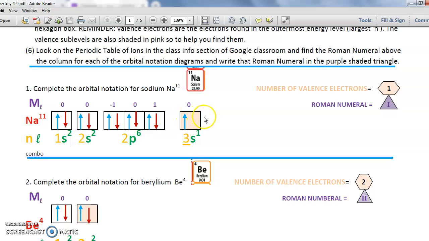Now, a lot of teachers might have you put the 3p as well and the 3d because the third level has an S, a P, and a D. For this class, you just need to put the sublevels that you need.